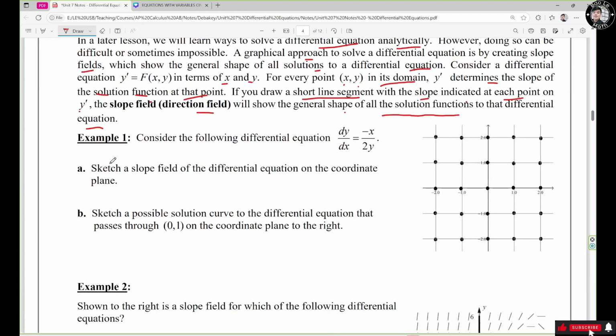Now let's take a look at example number 1. Consider the following differential equation: dy over ds equals negative s over 2y. Sketch a slope field of the differential equation on the coordinate plane. Alright, so this one is the y, this one is the s, right? Now, in order to do this one, you need to sketch a T-shape, right? Now, remember, we have the Christmas tree trick.